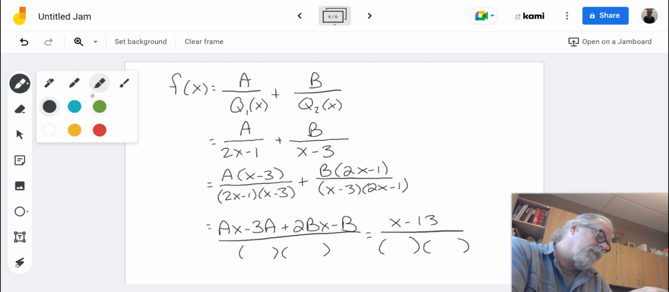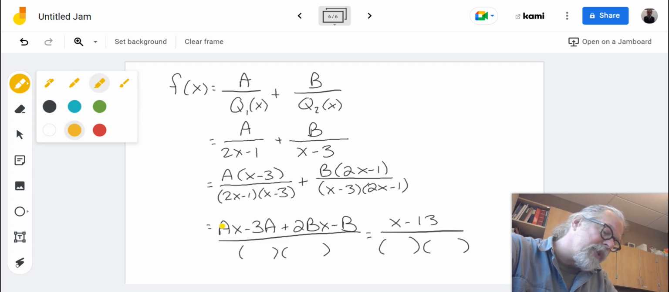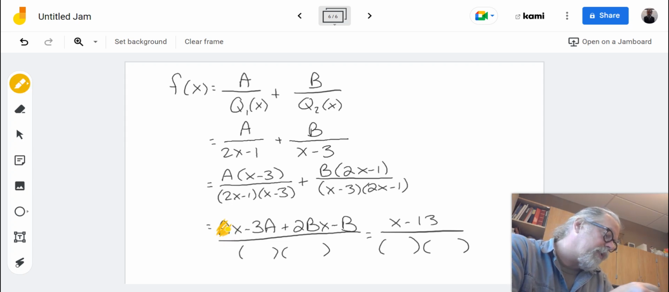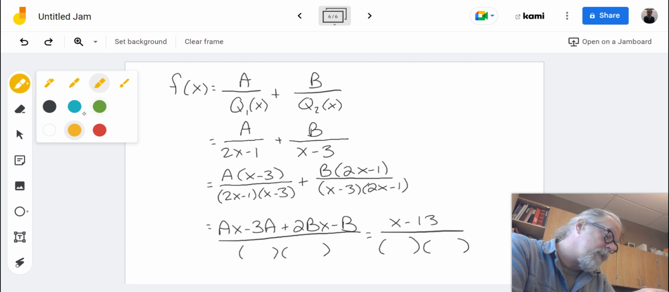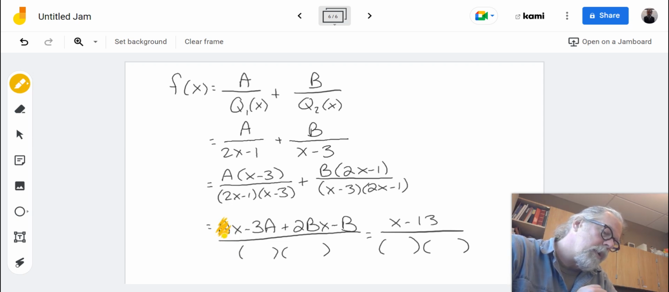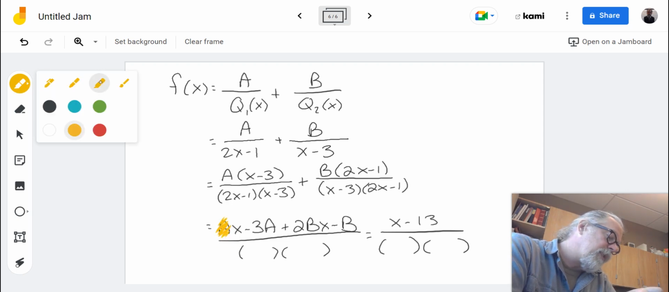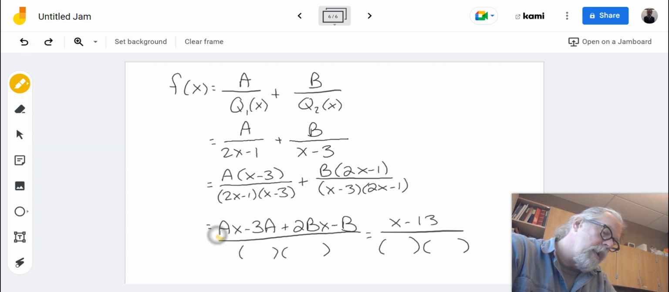Doing a little highlighting, I noticed that I've got an, whoops, didn't mean to do that. I meant to. There we go. I've got, why is it not highlighting?